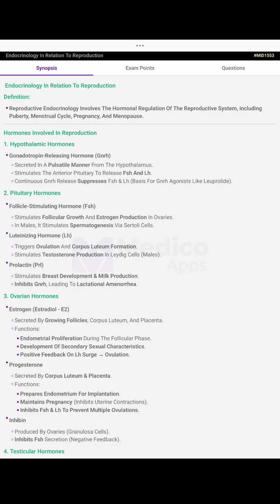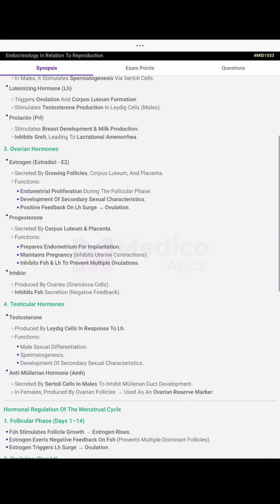Pituitary hormones. Follicle-stimulating hormone stimulates follicular growth and estrogen production in the ovaries. In males, it stimulates spermatogenesis via the Sertoli cells. Luteinizing hormone triggers ovulation and corpus luteum formation, and stimulates testosterone production in the Leydig cells in males. Prolactin stimulates breast development and milk production, and inhibits GnRH, leading to lactational amenorrhea.